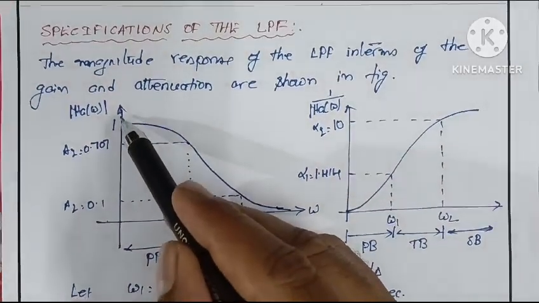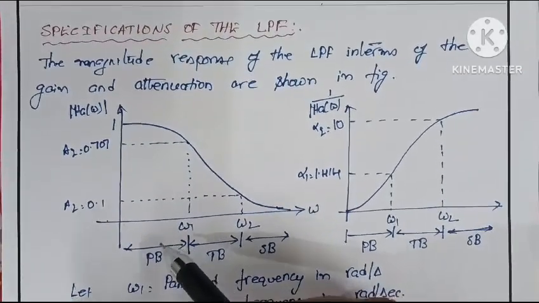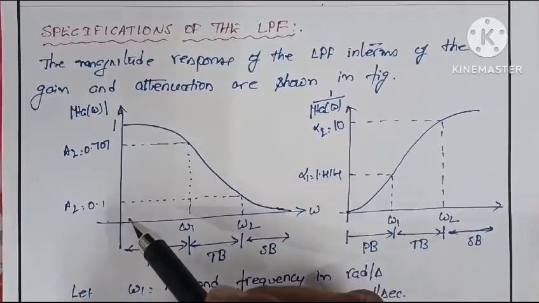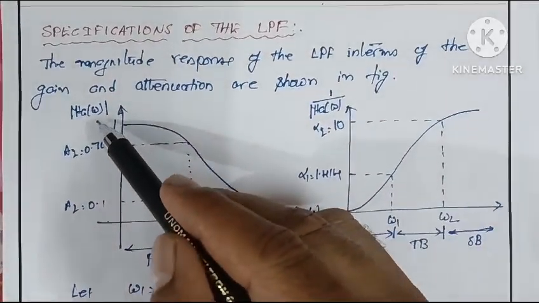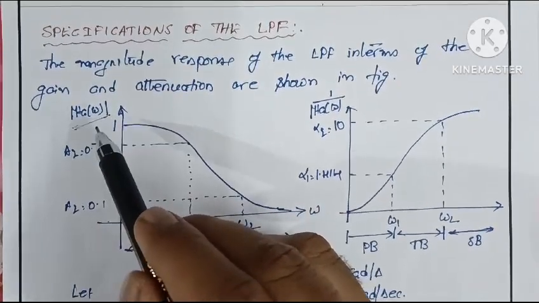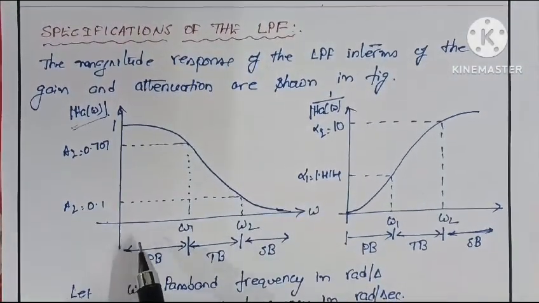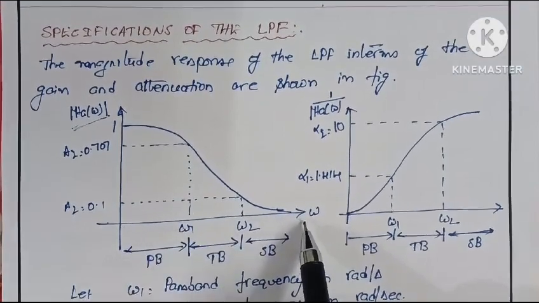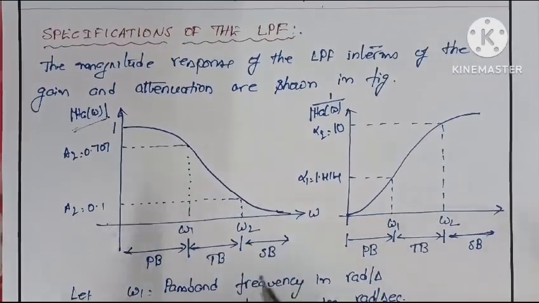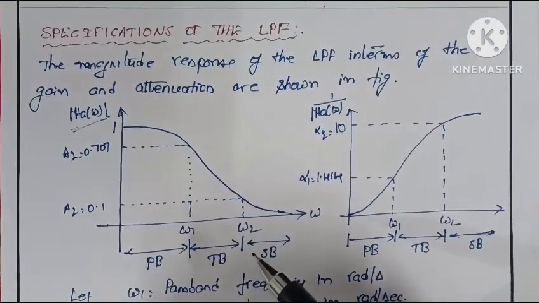The first diagram shows the response of the low pass filter in terms of gain versus frequency. On the y-axis I'll be taking H_a of omega, which is the gain of the low pass filter, and on the x-axis I'll be taking the frequencies omega, which is measured in radians per second. As all of you know, the low pass filter is characterized by the upper cutoff frequency.